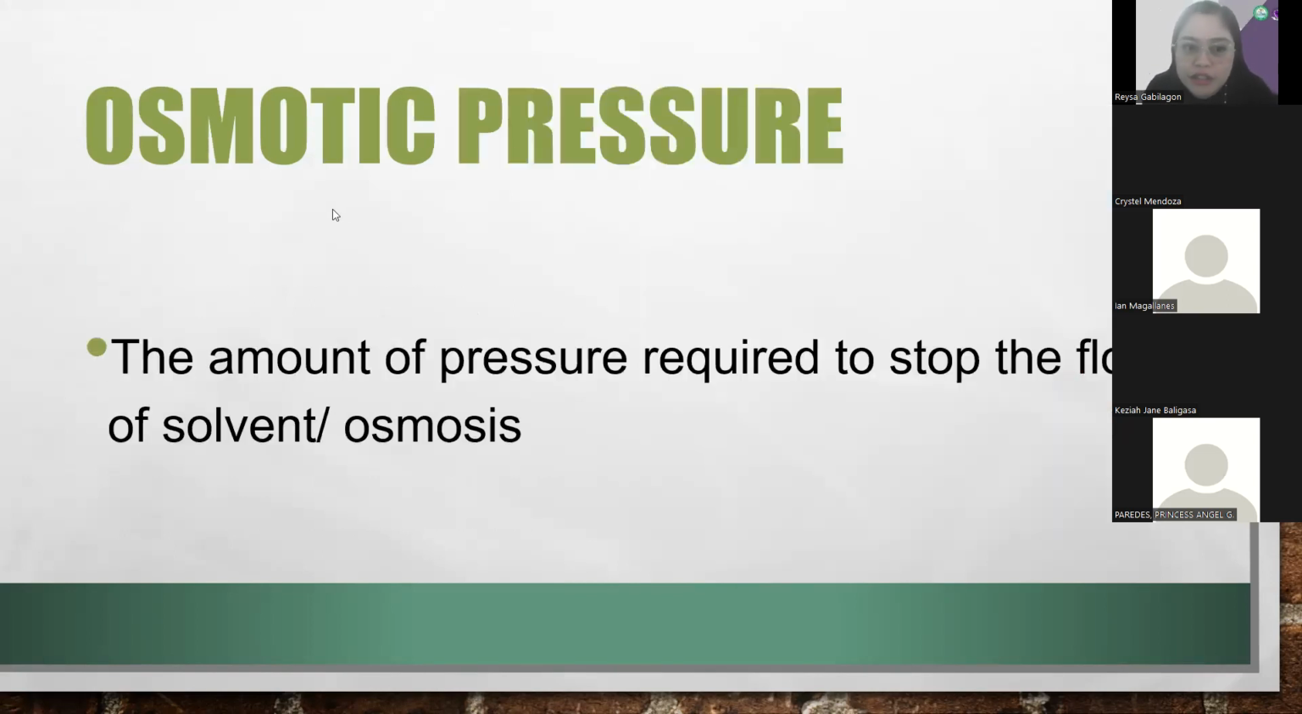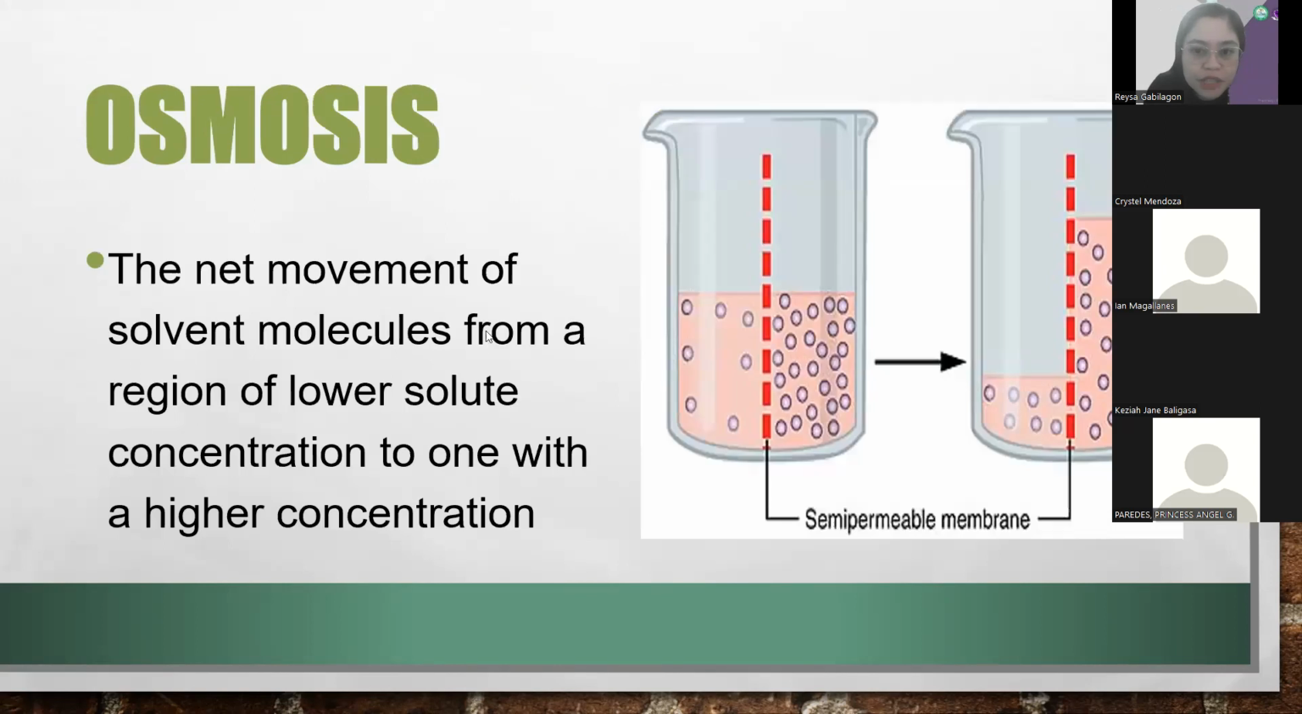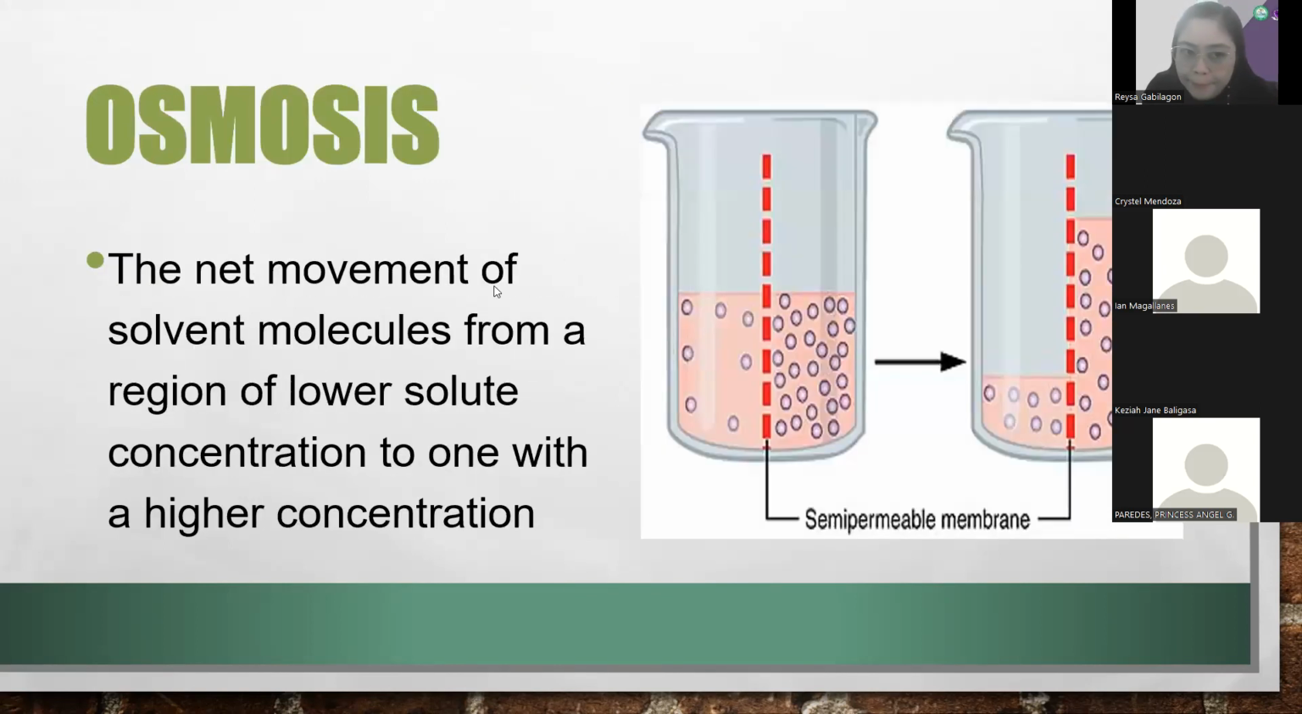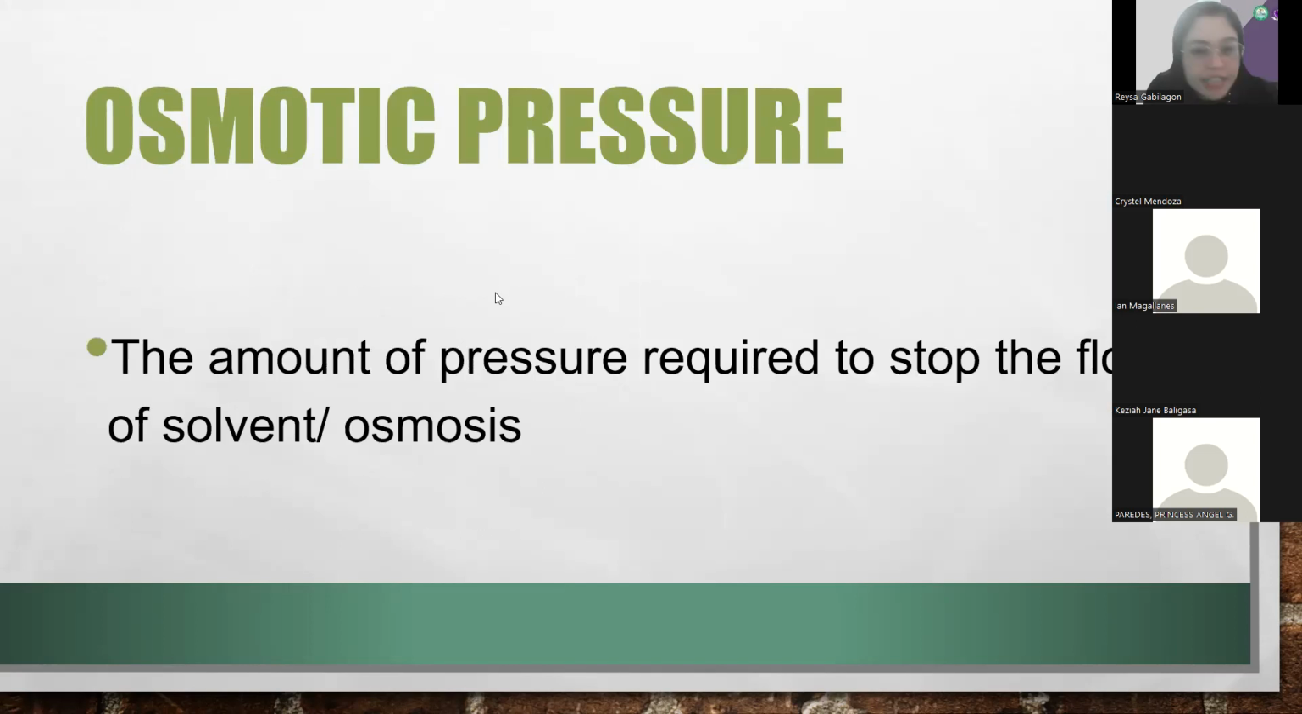Okay? Now when you say osmosis, osmotic pressure, it's the pressure needed for us to stop the movement of the solvent or to simply stop the osmosis. Okay? Again, there is osmotic pressure here. Now, ang tawag dyan, di ba, boiling point elevation, freezing point depression, and vapor pressure lowering.